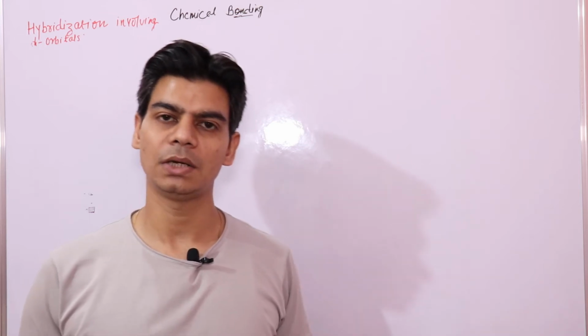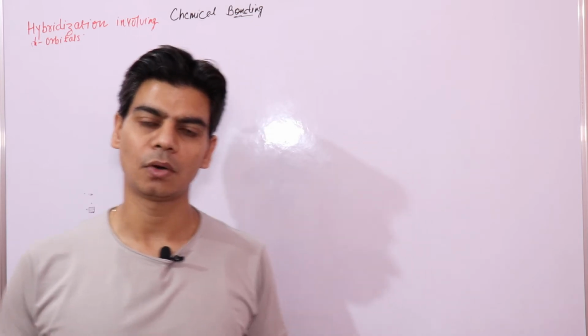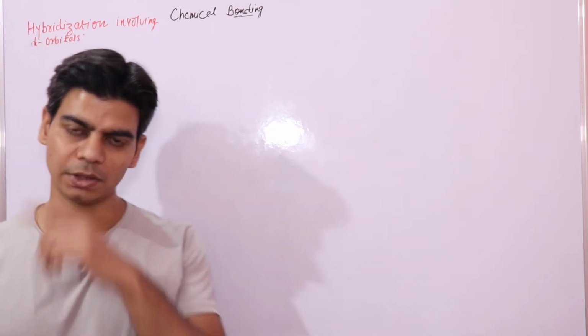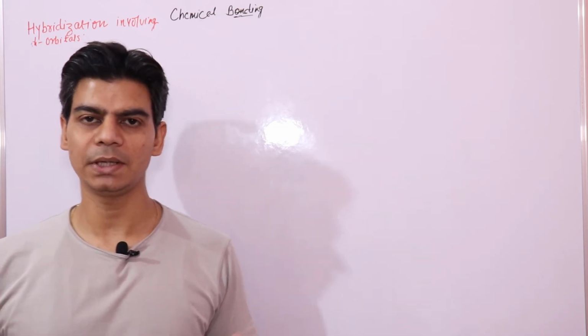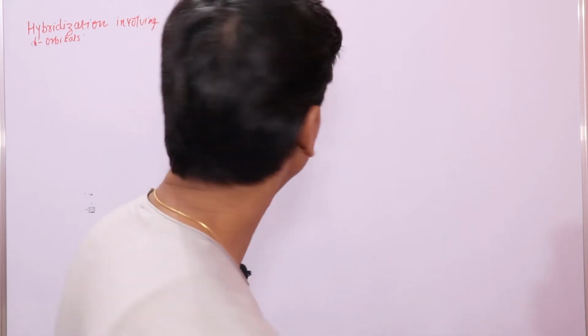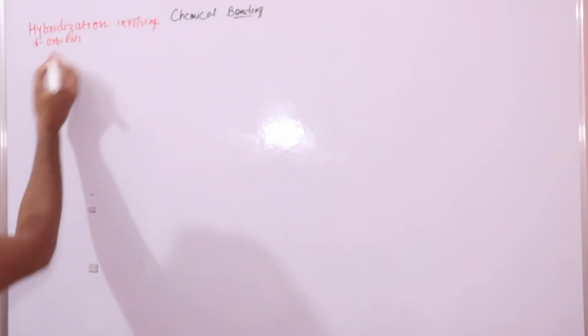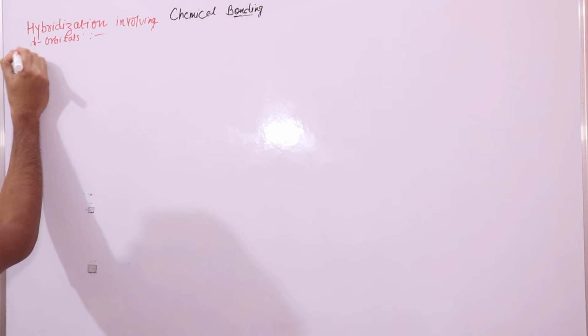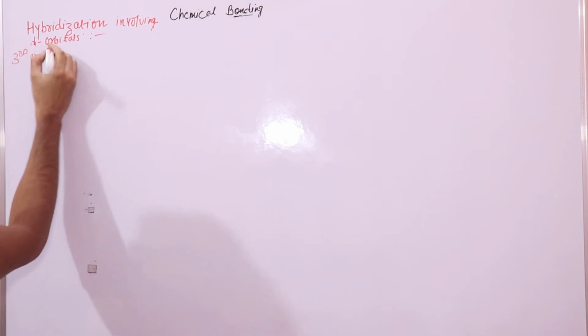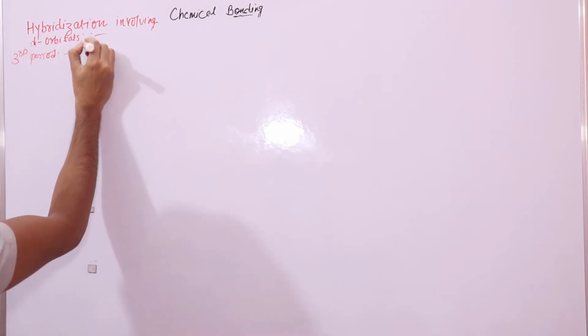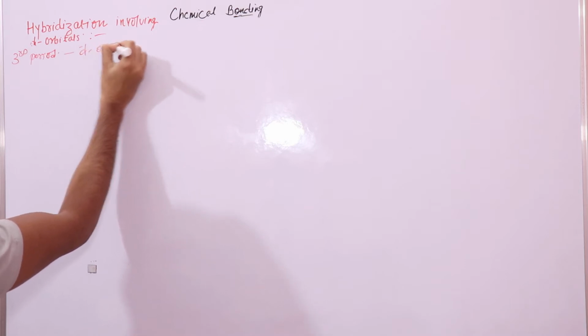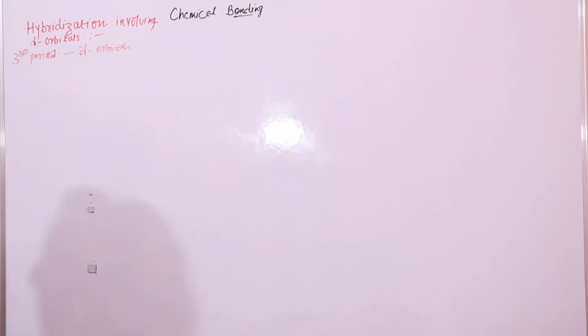If you look at the periodic table, elements that belong to the third period will have d orbitals. Before that, the first and second periods do not have d orbitals. So elements that belong to the third period, only these elements will have d orbitals.